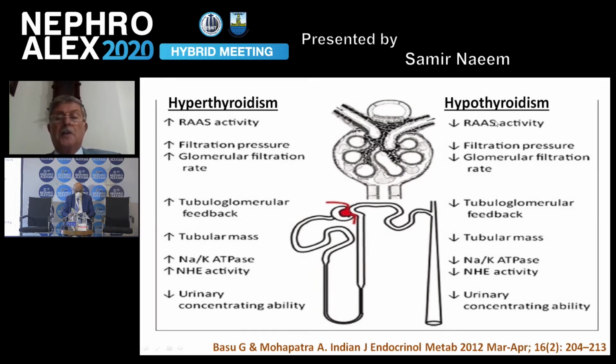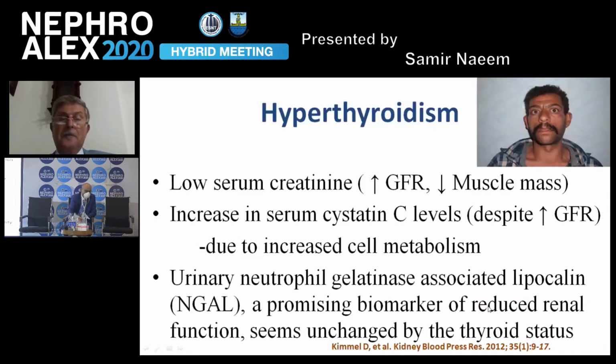While in hypothyroidism, you get the reverse. So you get a decrease in the filtration pressure and in the glomerular filtration rate as well. But both of them have an abnormality in urine concentration, hyper and hypo as well. Well, clinically speaking, what is the impact of these changes?